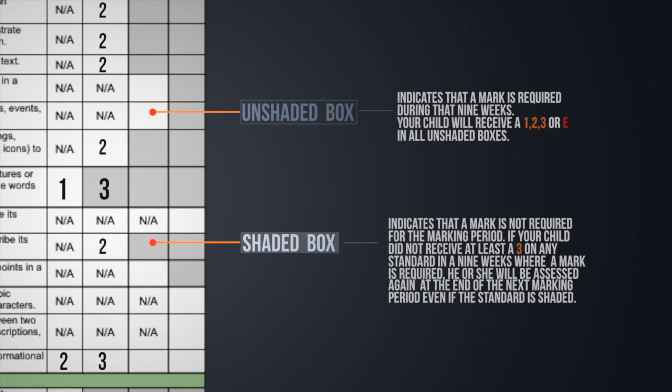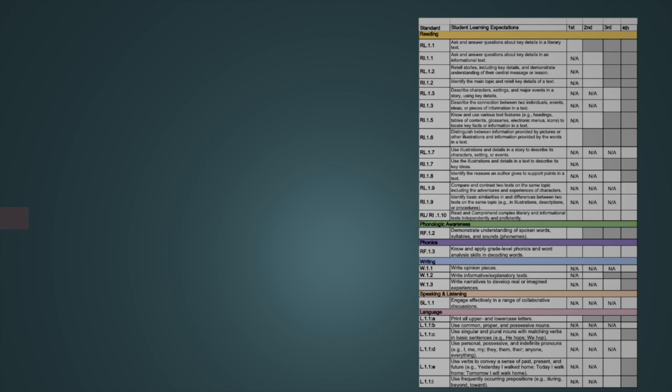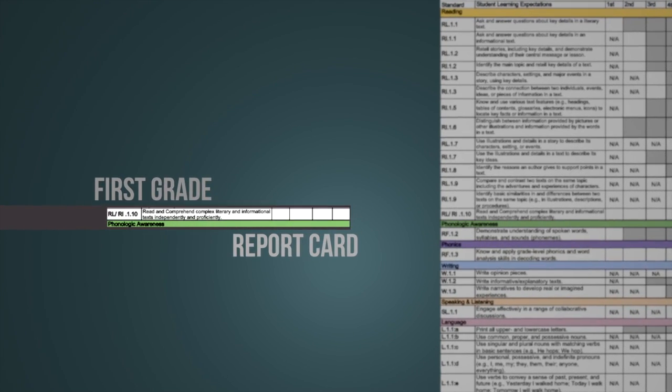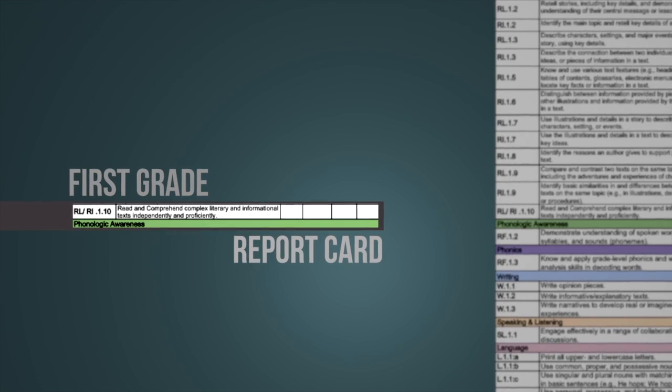If your child did not receive at least a 3 on any standard in a 9 weeks where a mark is required, he or she will be assessed again at the end of the next marking period, even if the standard is shaded. Another feature on the report card for K-2 is your child's reading level.